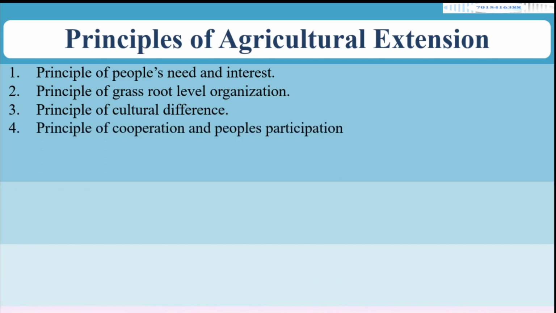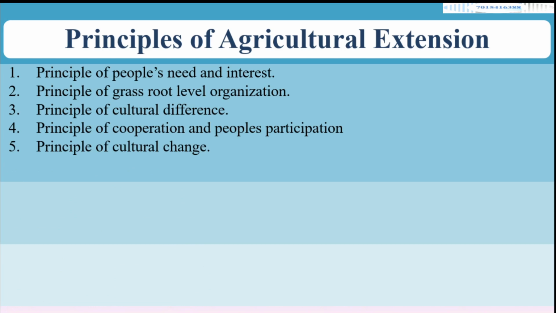Fourth is principle of cooperation and people's participation. Cooperation and participation means the extension education worker, the officer, will have to cooperate with the farmer, and the farmers will have to cooperate with the extension worker, so that their participation will give the successful run of that program.